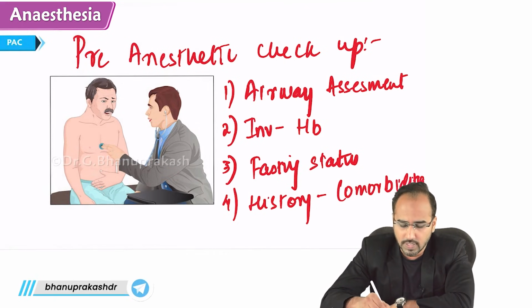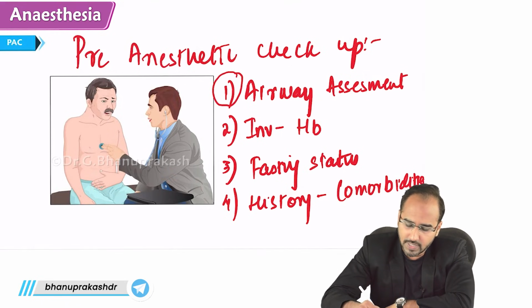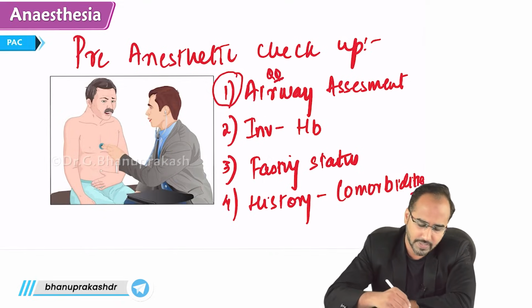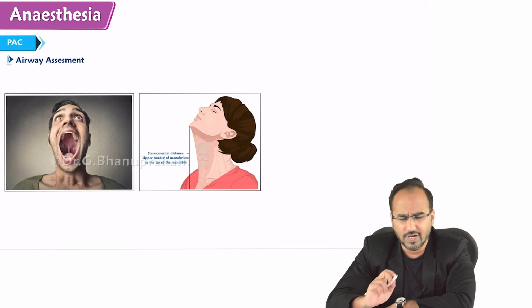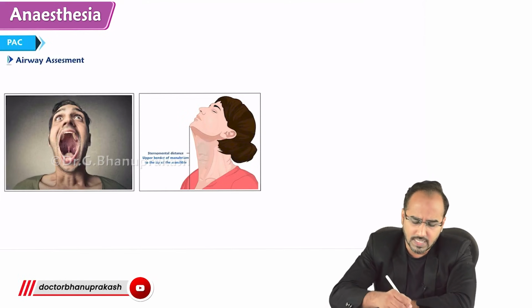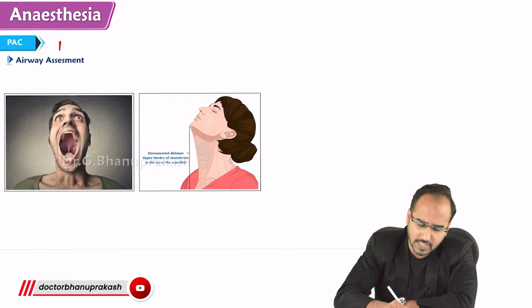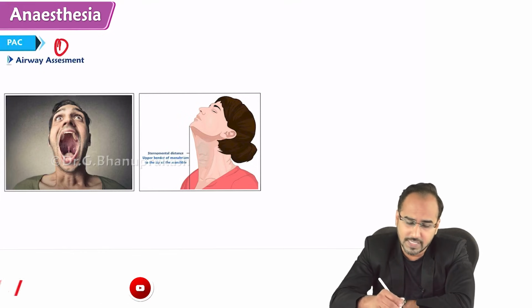In these 4, the most important one in the PAC is what? I have already told you. What is the most important one? Airway assessment. How will you assess the patient's airway? When a patient comes to me for a PAC and I am doing the first thing, airway assessment, I tell the patient 2 things and I assess his airway. What 2 things I need to tell the patient?